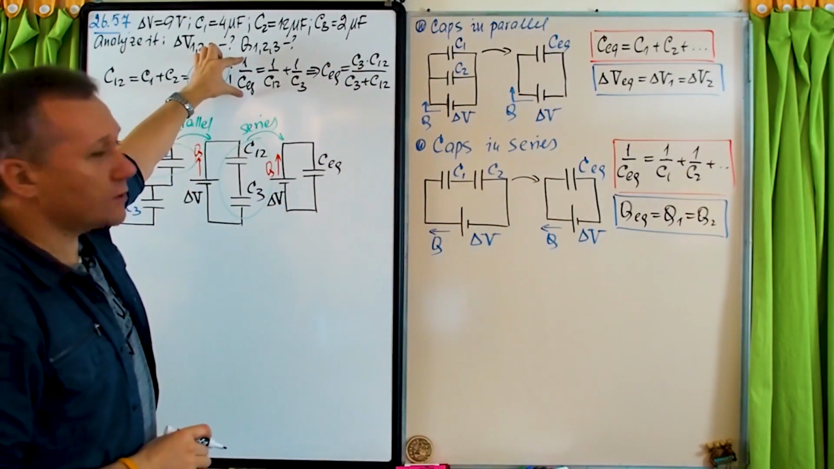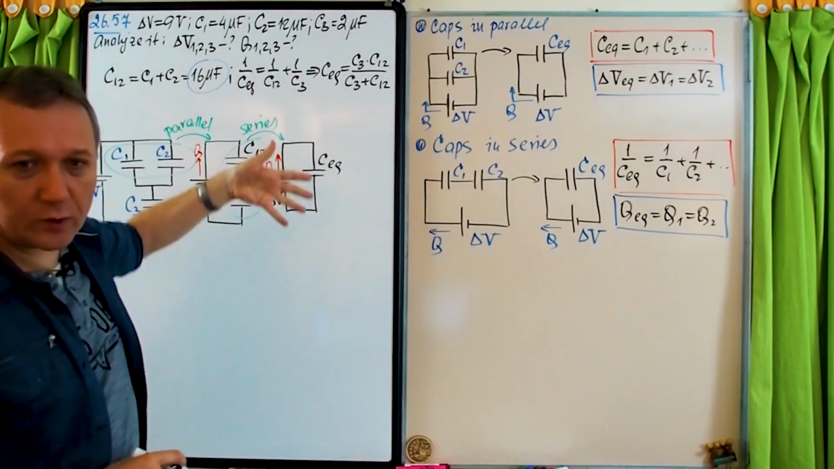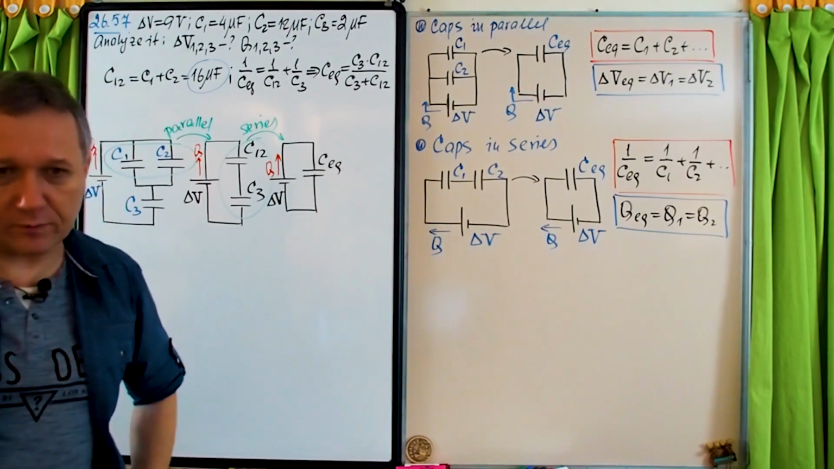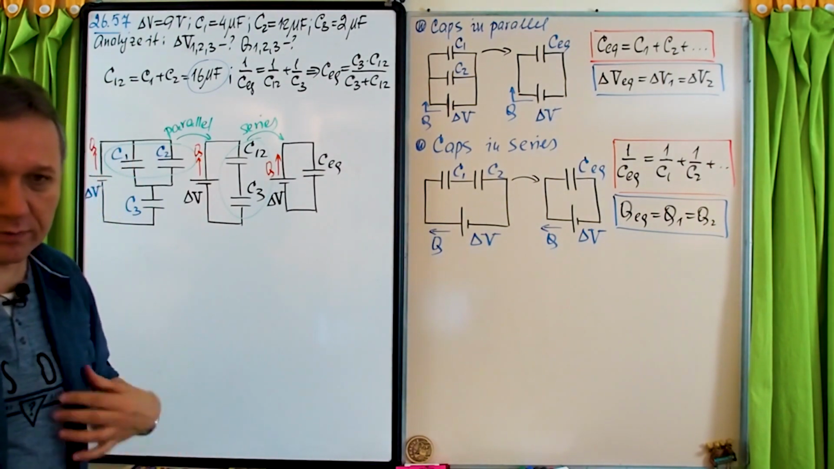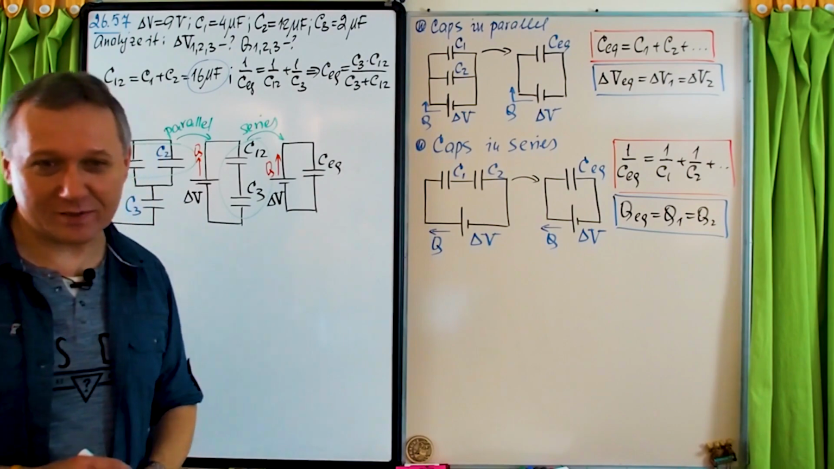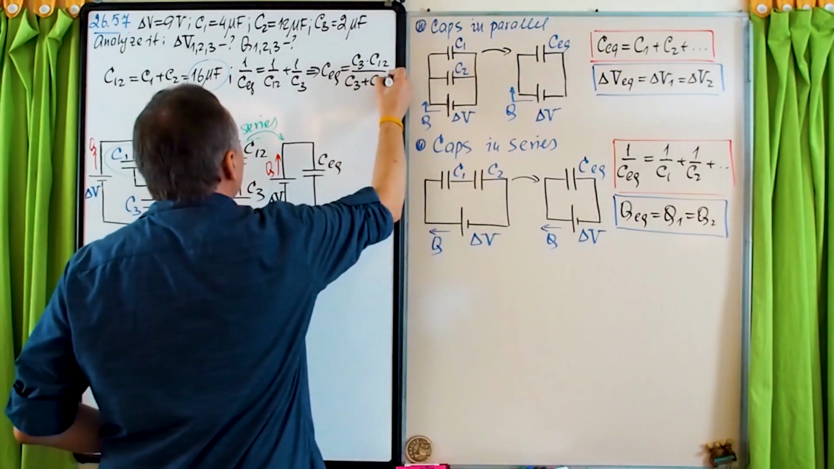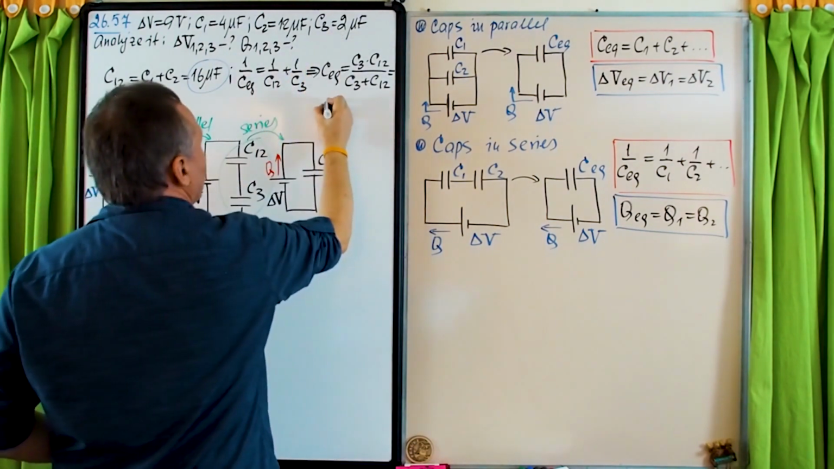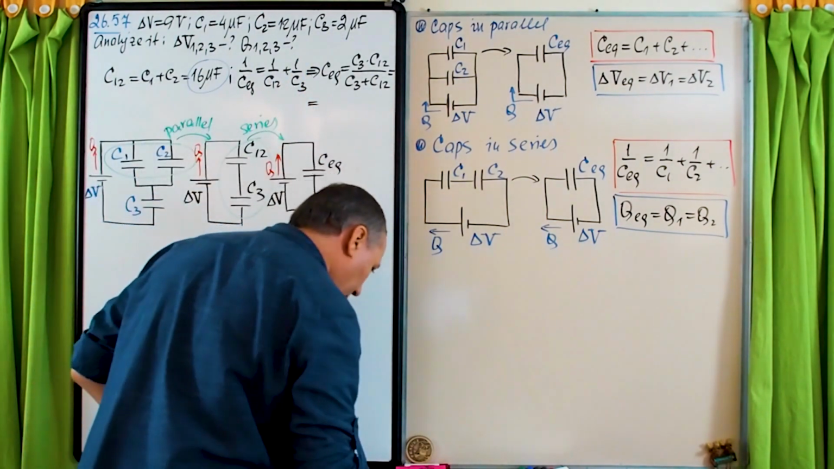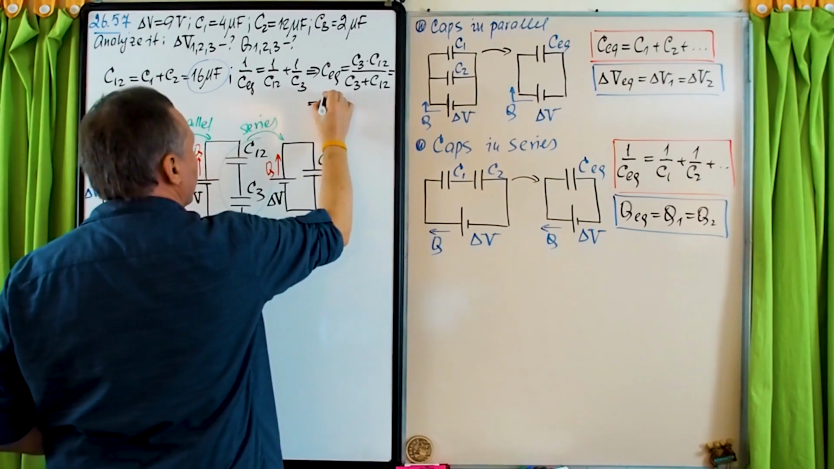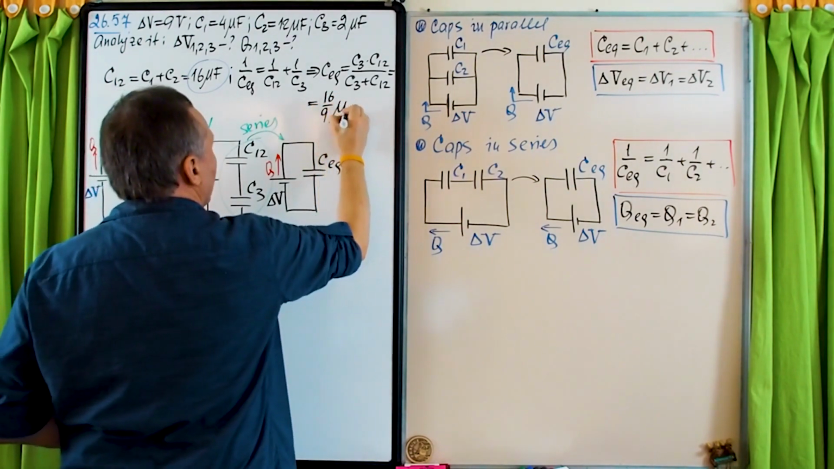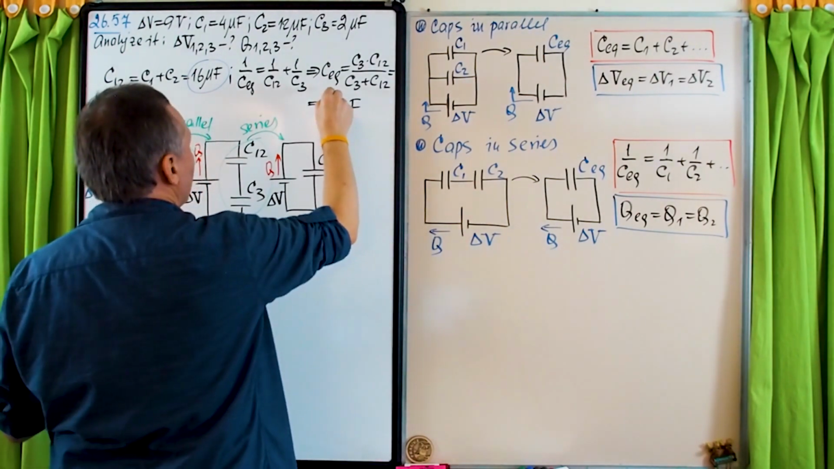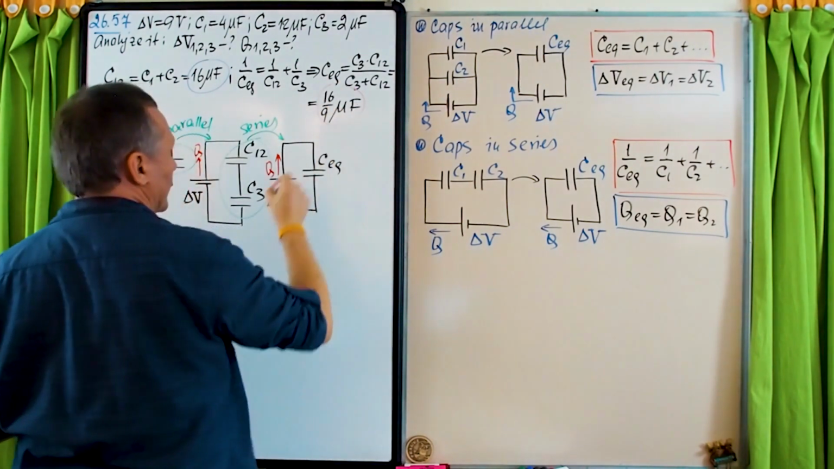Very common mistake: students forget to flip. They find 1 over C equivalent and treat it as C equivalent. Like 15, 20% of students every semester make that silly mistake. So if you plug C12 and C3 here, you can easily find, I will just use my notes, 16 over 9 microfarads. So that's our final C equivalent, the value.